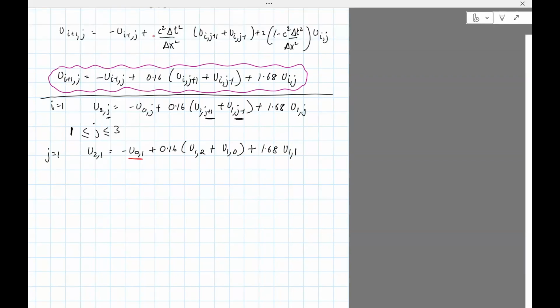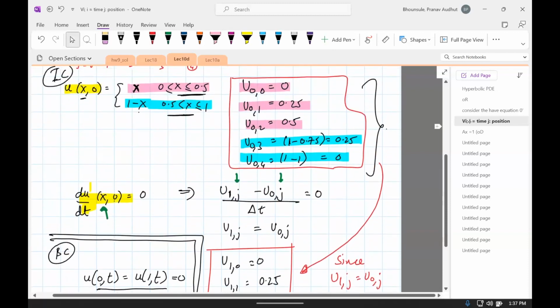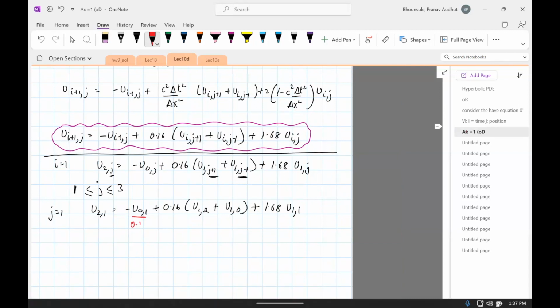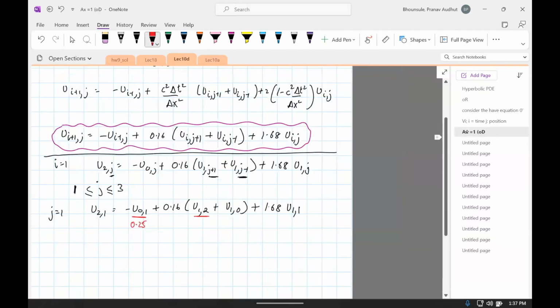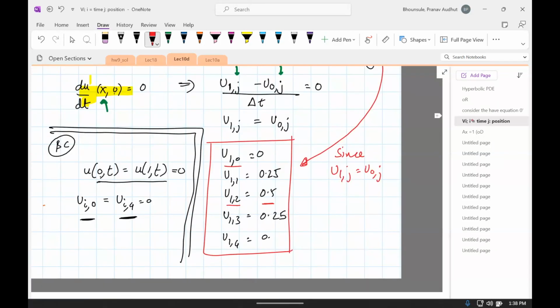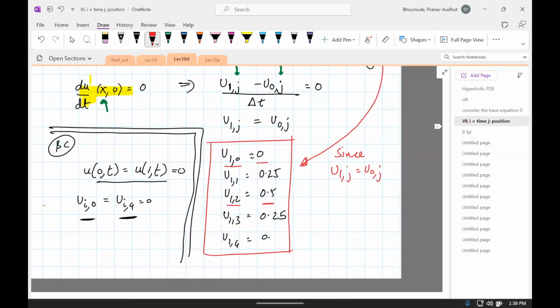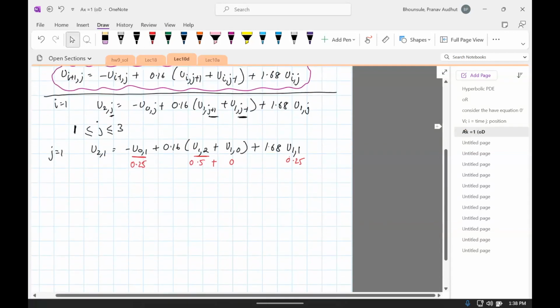u of 0, comma 1. Okay, so the index time is 0. Looks like it's an initial condition. Let's see if we can find it here. It's here, 0, comma 1. It's 0.25. u of 1, comma 2 is 0.5. u of 1, comma 0 is 0. u of 1, comma 1 is 0.25. That's it. So everything is known, right?